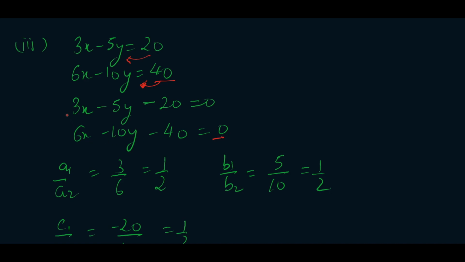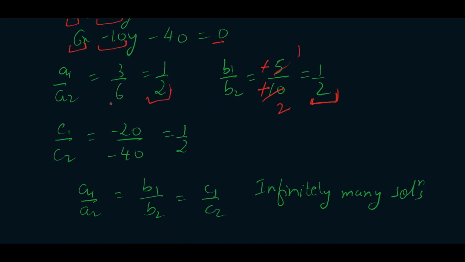So our a1 by a2 is 3 by 6 and it gives us 1 by 2. b1 by b2 is minus 5 by minus 10. This minus will cancel out and we get the ratio 5 times 1 gives 5, 5 times 2 gives us 10. So the ratio is 1 by 2. The value of c1 is minus 20 and c2 is minus 40. So this minus sign will cancel out. 20 times 1 gives us 20, 20 times 2 gives us 40. So it becomes 1 by 2. Now you see that the ratios are just 1 by 2 and all three are same. So we have infinitely many solutions.